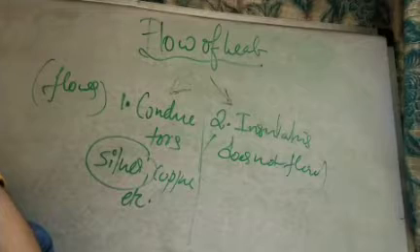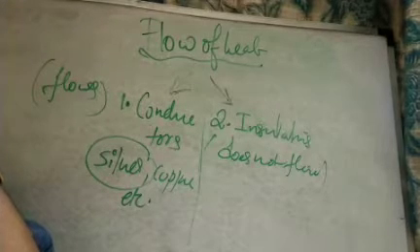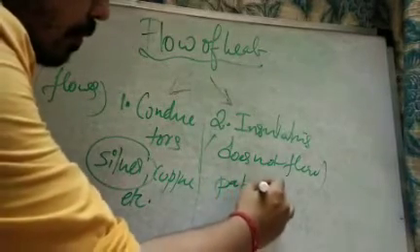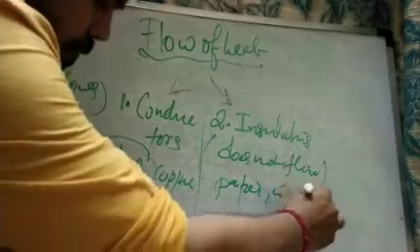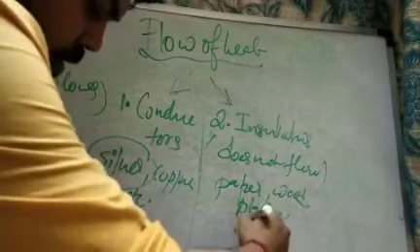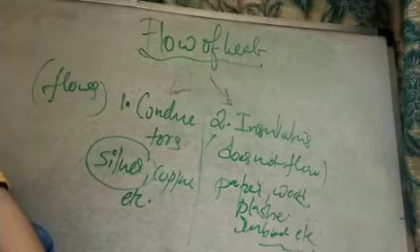Insulators are those substances through which heat does not flow easily. For example, paper, wood, plastic, rubber, etc. All these are examples of insulators.